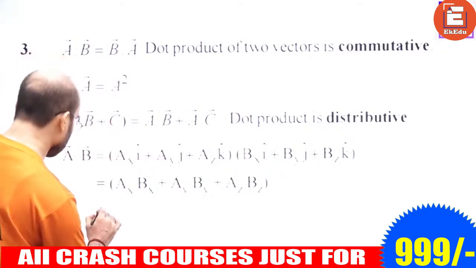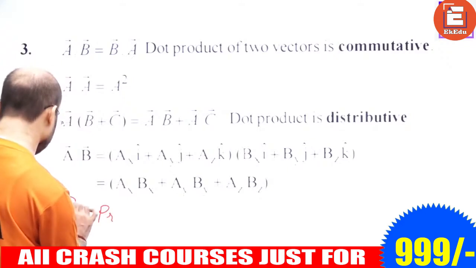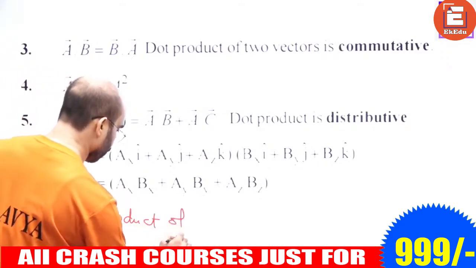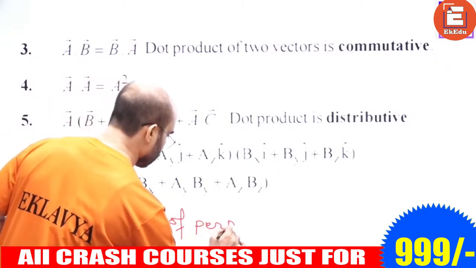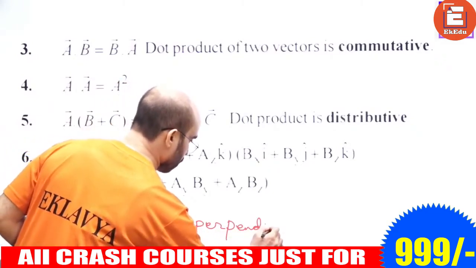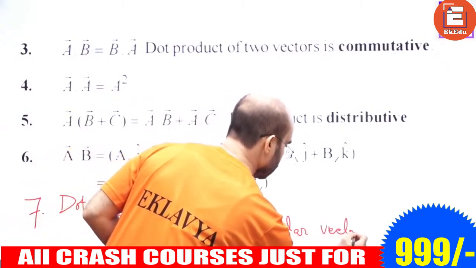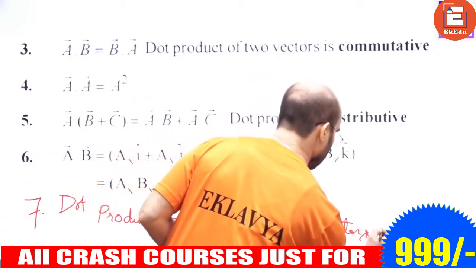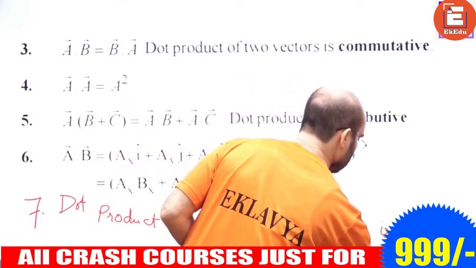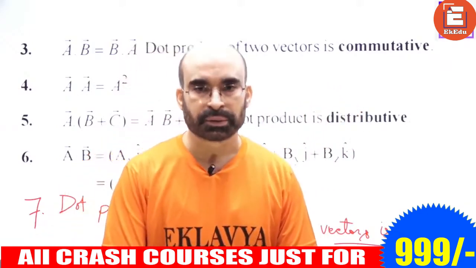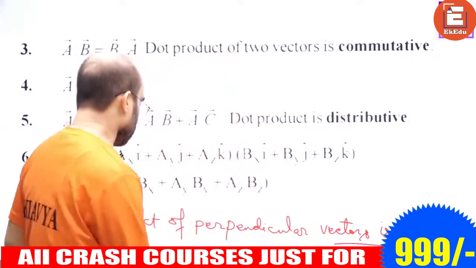If you have got the dot product of perpendicular vectors, it is 0. Dot product of perpendicular vectors is 0. Okay.